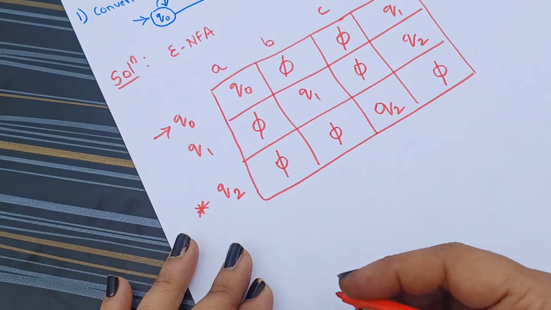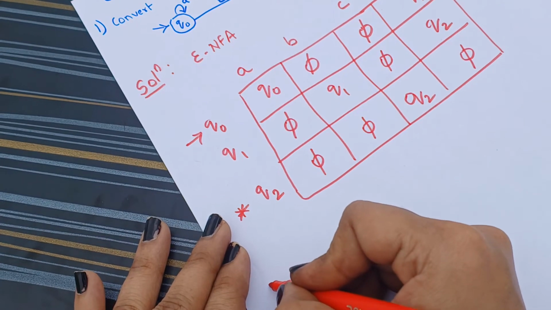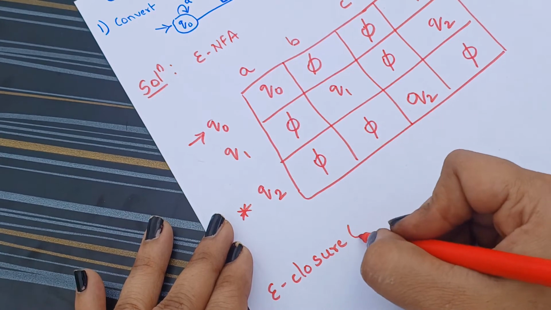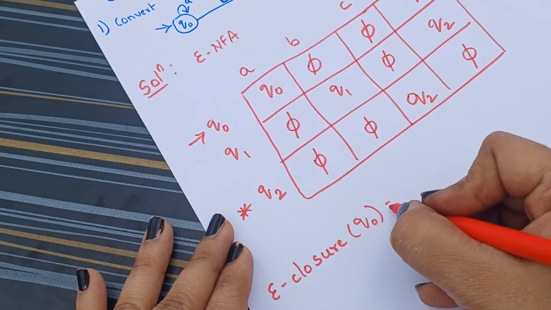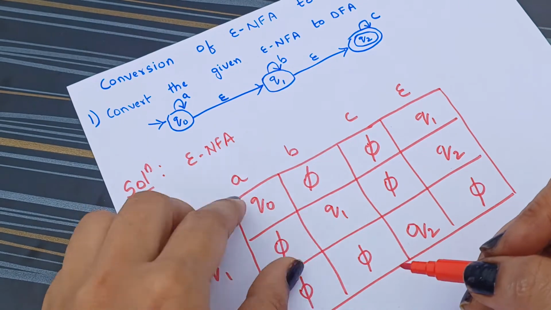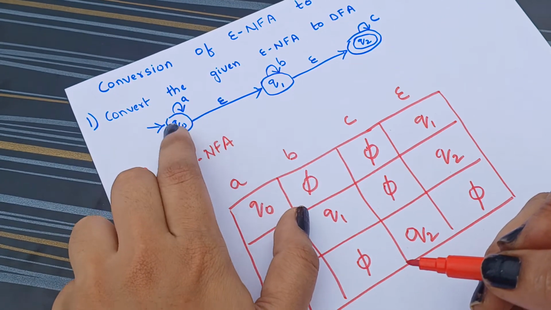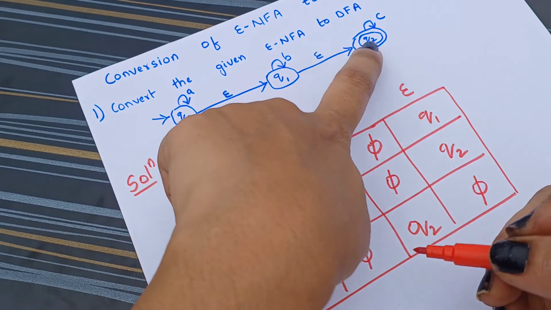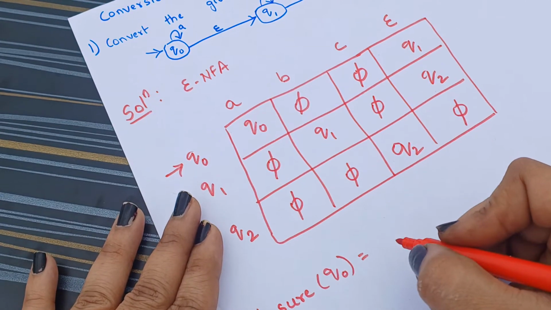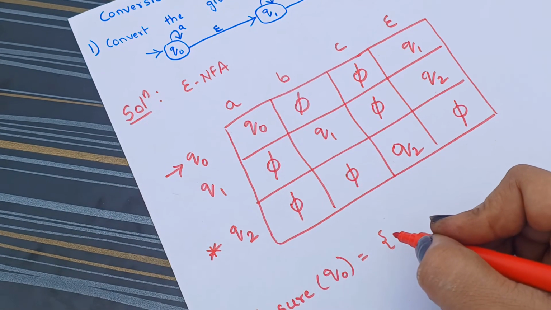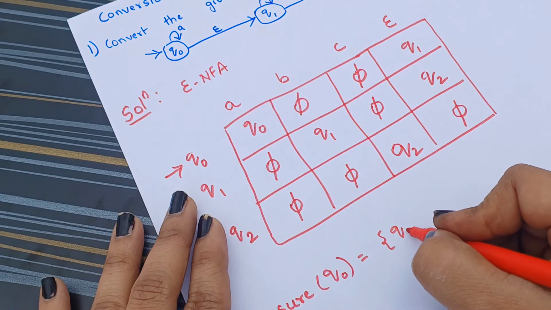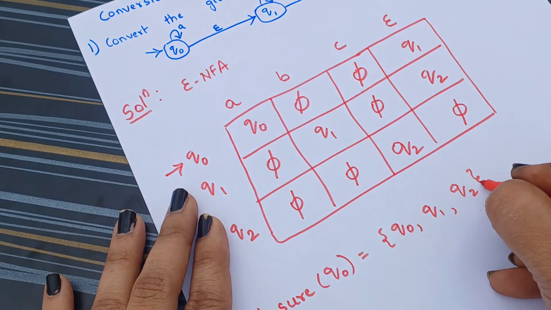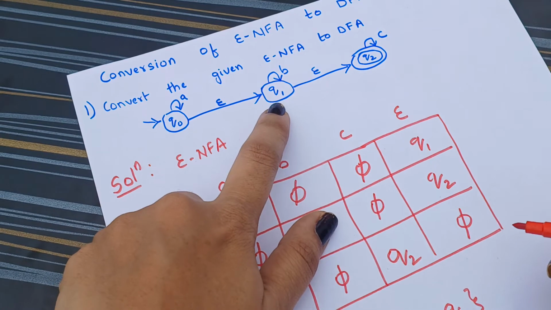Next we need to write the epsilon closure. So we will be finding the epsilon closure. Epsilon closure of Q0, where is it going? See here, from Q0 epsilon goes to Q1, and also Q1 is sending epsilon to Q2. So we can say that epsilon closure of Q0 has Q0, Q1, Q2, because from Q0 epsilon goes to Q1, and Q1 to Q2.